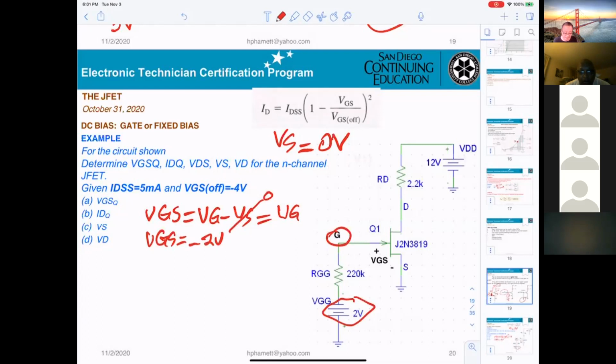So after you get the VGS, you want to calculate the ID using this formula here. Calculate, tell me what you get. 125 microvolts? That can't be right. I'm sorry, 1.25 millivolts. Come on, I want to calculate the ID, right?